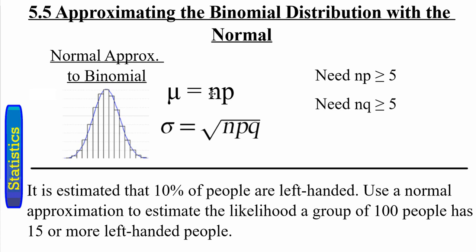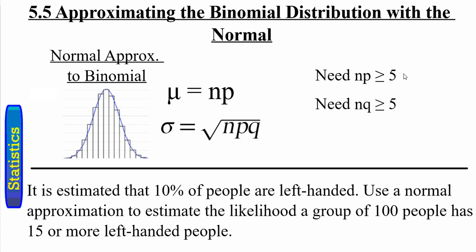Last part is using a normal approximation for binomial situations. We knew from the last chapter that a binomial situation has an average equal to n times p, where n is the number of trials that we're running and p is the probability of success. That hasn't changed. The standard deviation, we did this last chapter, is equal to the square root of n times p times q. In order for us to be valid in approximating the normal to the binomial, you need n times p to be greater than or equal to 5 and n times q to be greater than or equal to 5.